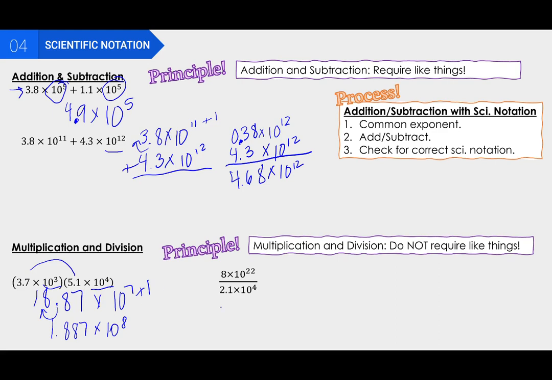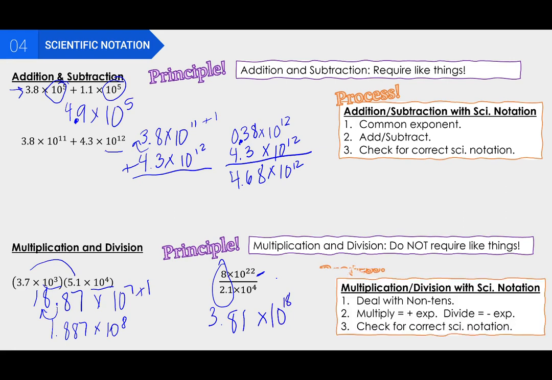With subtraction, sorry, I gave it away. With division, we're going to do something similar. Deal first with the numbers that are not 10. So we'll divide those. We get 3.81. Okay, and then times that, we have 10, and instead of adding, because we're dividing, we're going to subtract those. So 22 minus 4 is 18.